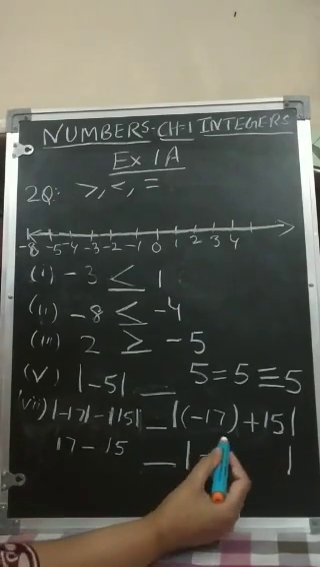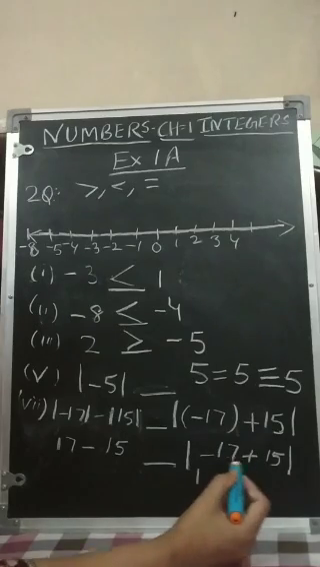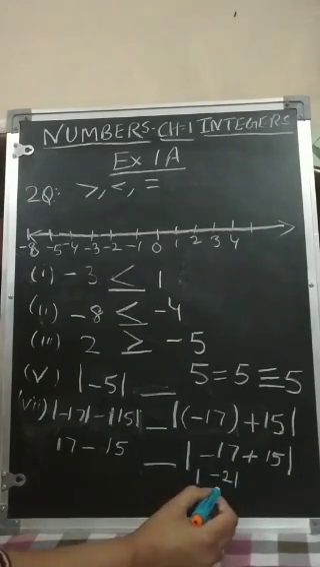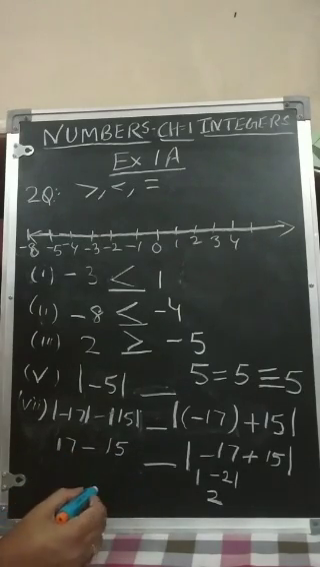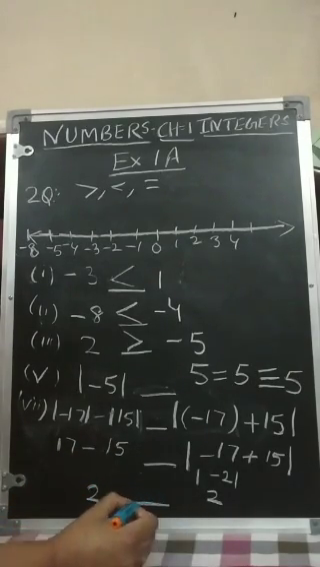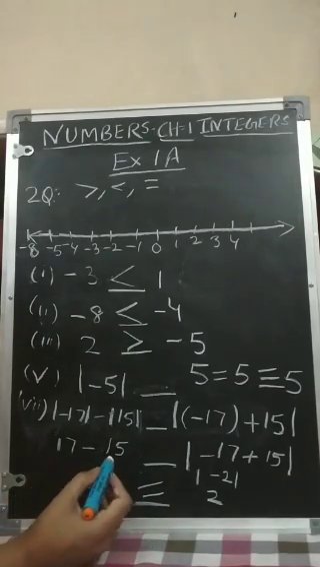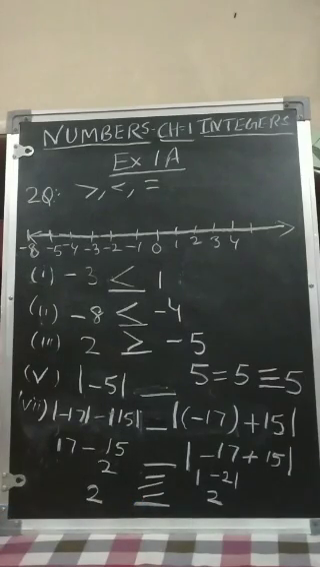This is minus 17 plus 15, it will come minus 2, and absolute value of minus 2 will be only 2. And here what will come? 17 minus 15, 2, and which sign will you put? Is equal to sign. Here also you can write like this and you can put is equal to sign afterwards.